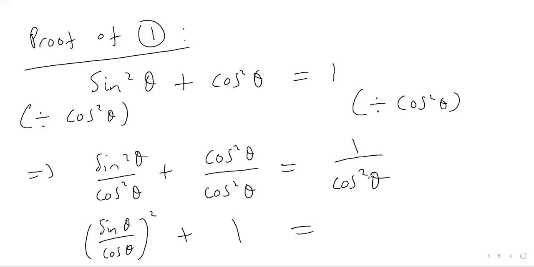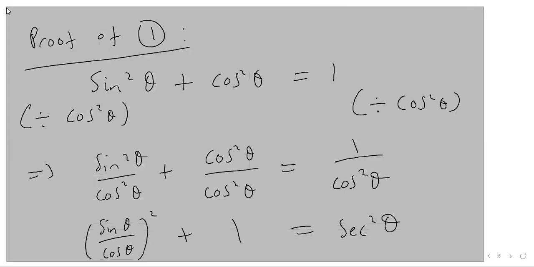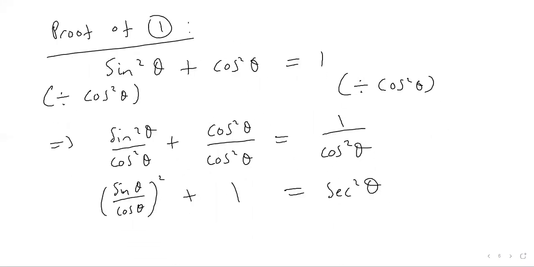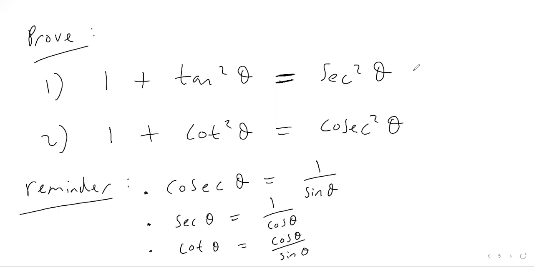Now, this is 1 over cos all squared. 1 over cos is the same as sec, so this is sec squared theta. And sin over cos, remember, using our first identity that we looked at yesterday, sin over cos is tan. So you've actually got tan squared theta plus 1 equals sec squared theta, and that's the first identity we wanted to prove.